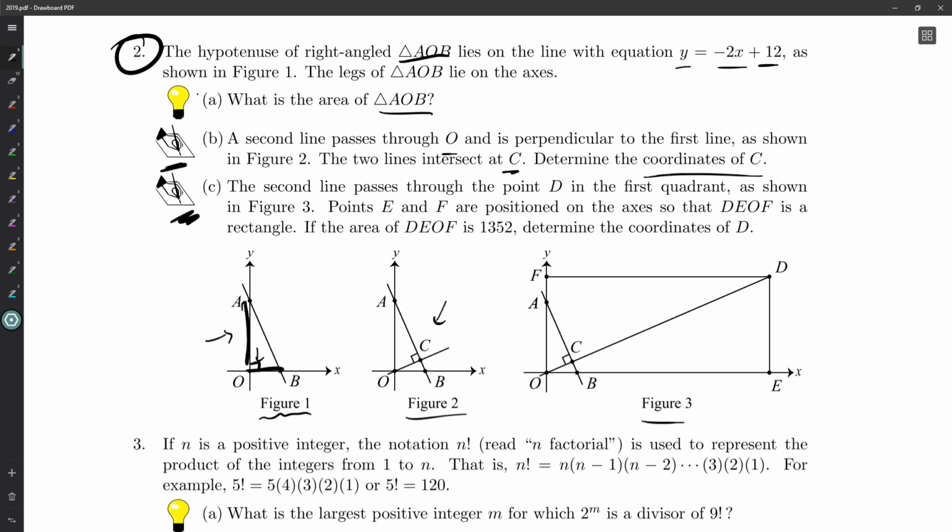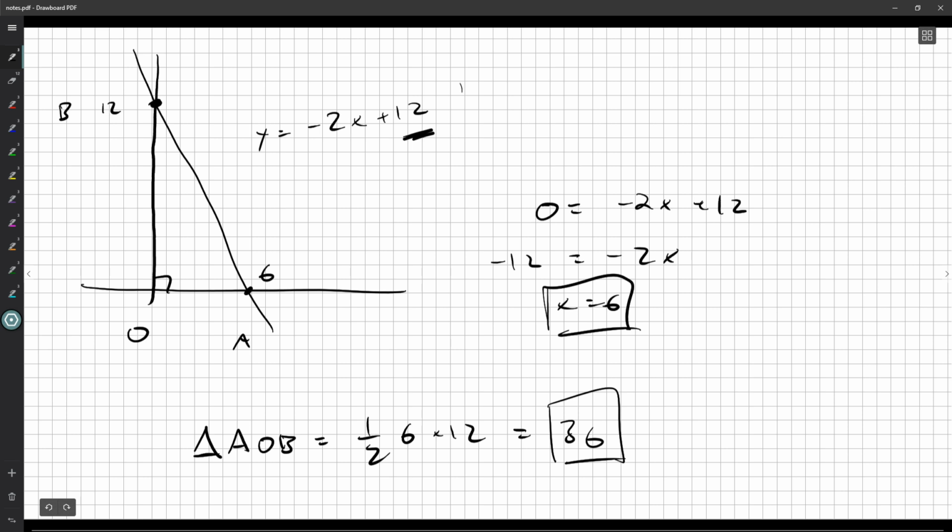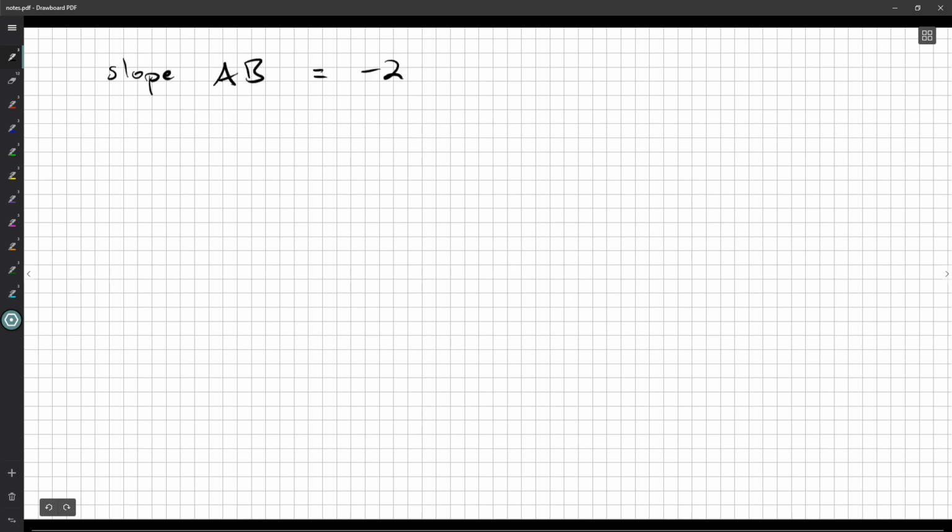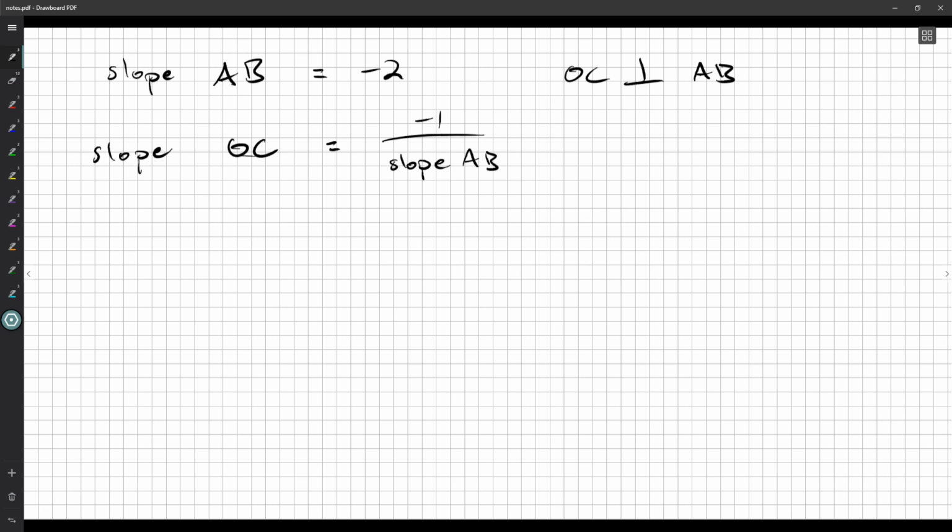Okay. So here's where we need to explain ourselves. What I would probably start by saying is, I know the slope of AB is minus 2 because, well, they tell me the equation. Now, one of the nice things is, since OC is perpendicular to AB, the slope of OC must be negative 1 over the slope of AB. This is a nice relationship. Perpendicular slopes are negative reciprocals. So negative 1 over negative 2, the slope of OC is 1/2.